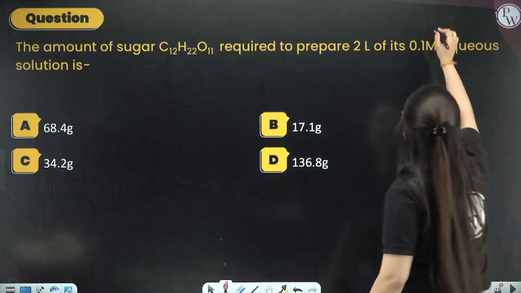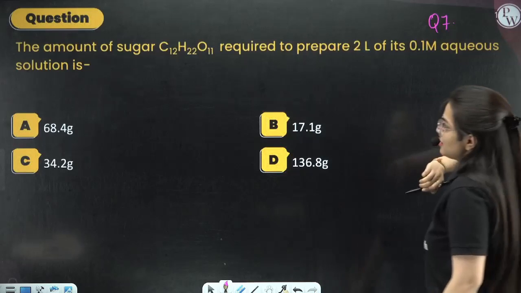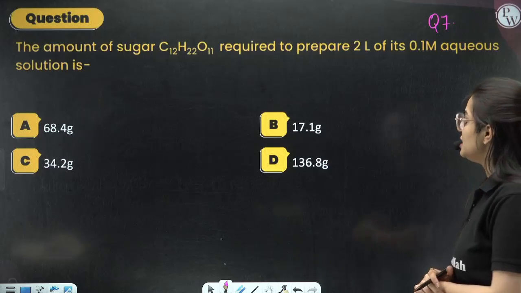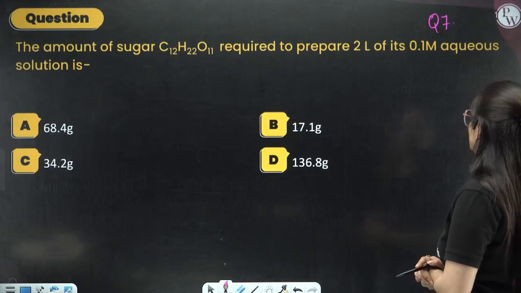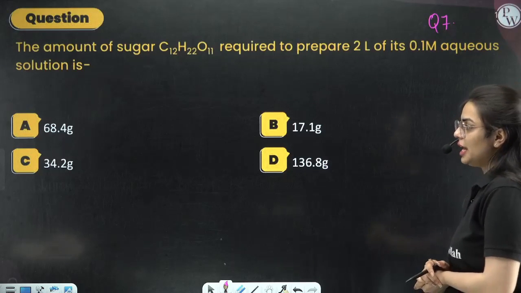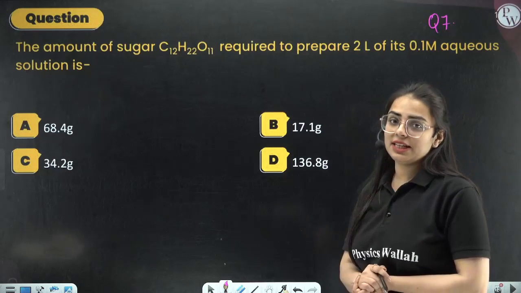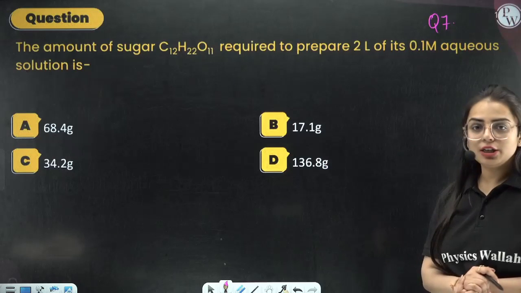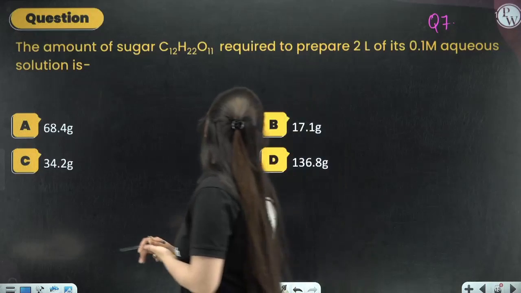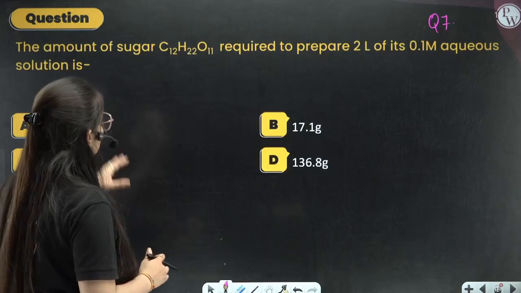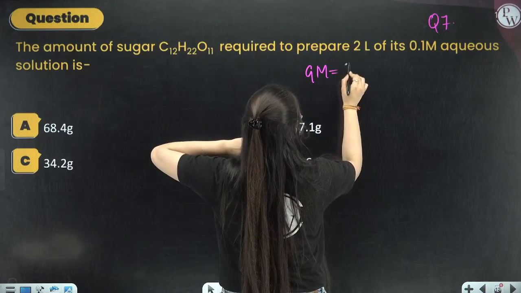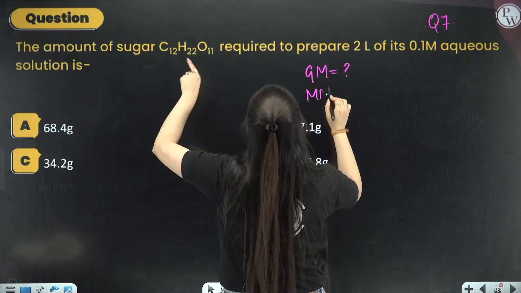Okay. Now question number 7 says that the amount of sugar C12H22O11 required to prepare 2 liter of its 0.1 molar aqueous solution is A option is 68.4 grams, B option is 17.1 gram, C option is 34.2 gram while D is 136.8 grams. Okay, right? What they have provided us, amount of sugar you need to tell. That means you need to find out the given mass. Molecular mass you can tell with the formula.